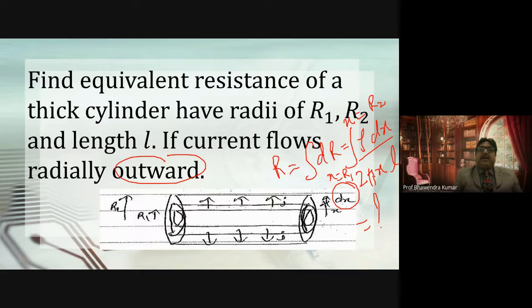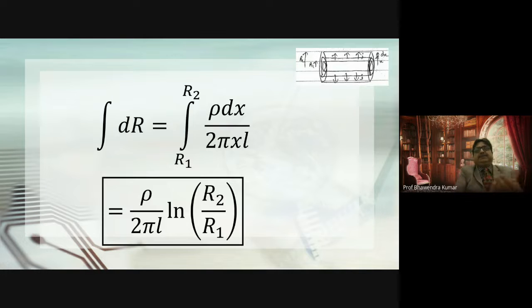Is the question clear, and how we have to proceed? Yes, tell me. Rho into, we don't say log, we say ln, ln of R2 by R1. Very good, excellent. Any difficulty to anyone? Any problem? All of you understood? Yes. Yes, sir.